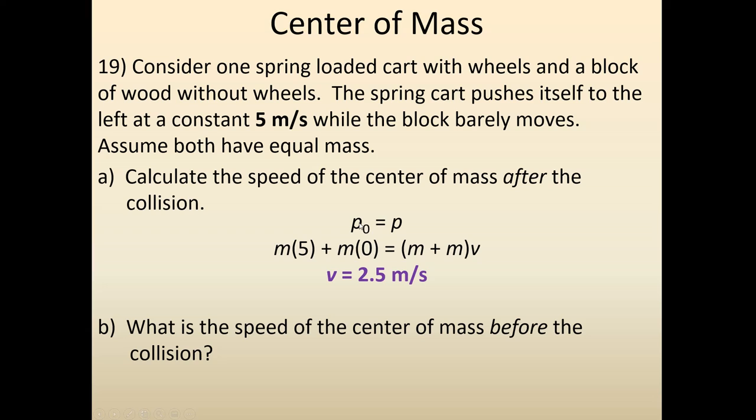But here's the nice thing. When I recalculate it using the initial values, well, the spring cart is starting at rest, and the block without the wheels starts at rest. So on the left-hand side, it would just be 0. Therefore, on the right-hand side, the v would have to be 0. So the center of mass before the collision was 0, and after the collision, it shifted over at 2.5 meters per second due to this presence of friction.